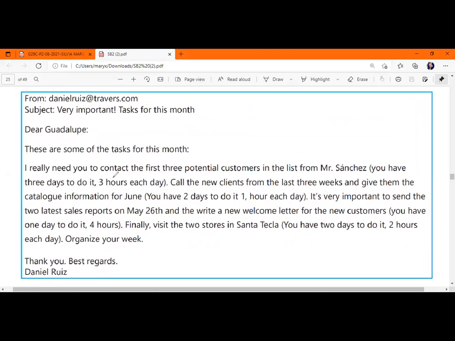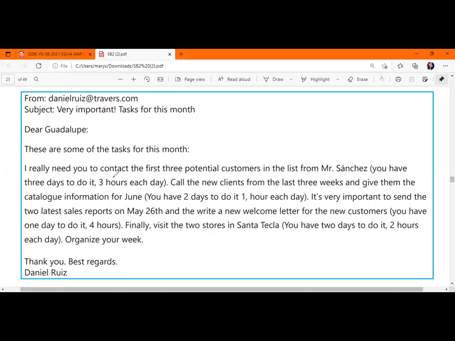From Daniel Ruiz at travers.com, subject: very important, tasks for this month, okay? Or activities for this month. Dear Guadalupe, these are some of the tasks for this month. I really need you to contact the first three potential customers in the list from Mr. Sanchez. You have 3 days to do it, 3 hours each day.